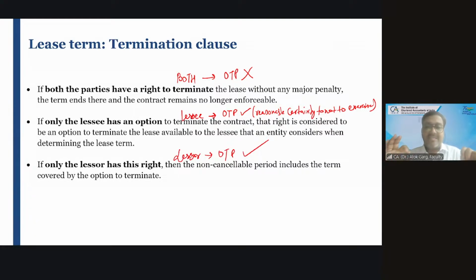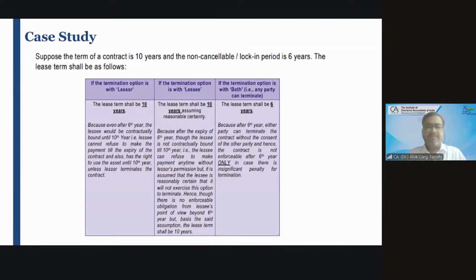So if both the parties have a right to terminate, don't take the optional termination period. If the lessee has the right to terminate, please take the optional termination period if lessee is reasonably certain not to exercise the termination option. If only lessor has the right to terminate, then of course there is no termination period for the lessee. Then the non-cancelable period includes the term covered by the option to terminate. Right? Is that clear? Clear.